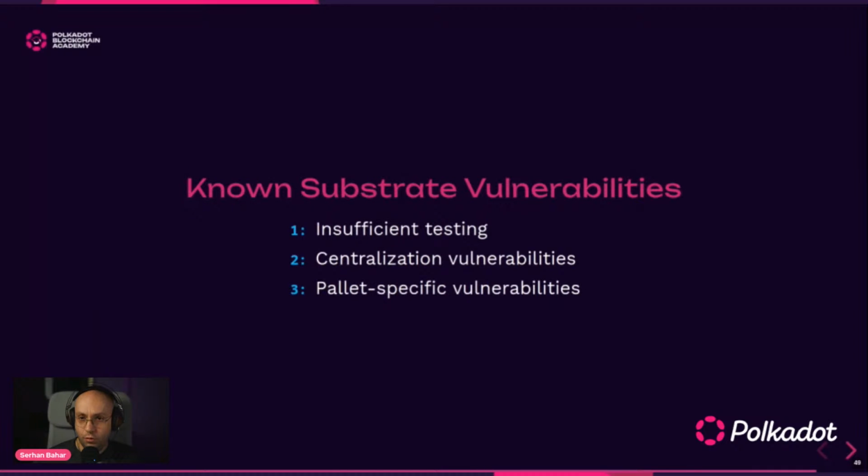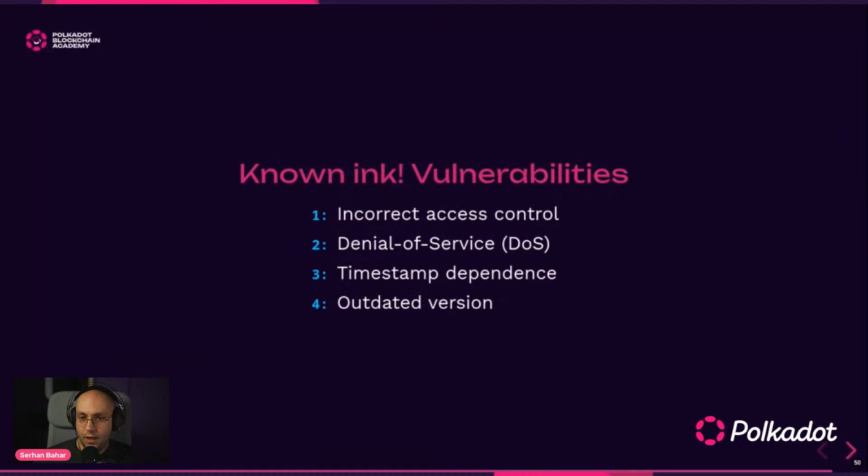right? And also there are some non-Substrate vulnerabilities, such as insufficient testing, centralization vulnerabilities, or pallet-specific vulnerabilities, which is going to be very clear with code examples next week. And also, it could be related to ink! vulnerabilities, such as incorrect access control, denial of service, timestamp dependence, or outdated versions. If you look at all of those, you can clearly see that they are related to each other. Sometimes they are very different, but in general concepts, they affect the CIA triad and the product itself.